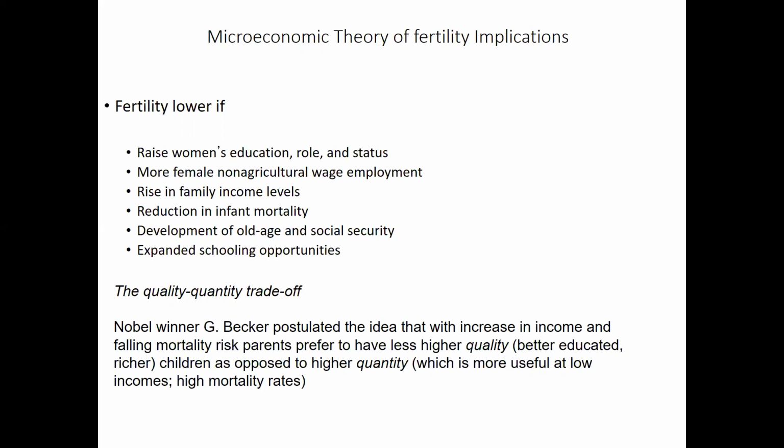And this sometimes is referred to as the quality-quantity trade-off, the fact that as people's income increases, people tend to have fewer children. It was first proposed by Gary Becker from the University of Chicago, where he says that as income increases and mortality falls, parents prefer to have higher quality, better educated, richer children as opposed to higher quantity, which is more useful at low income levels and high mortality rates. Okay, so that's the key idea of the microeconomic theory of fertility.